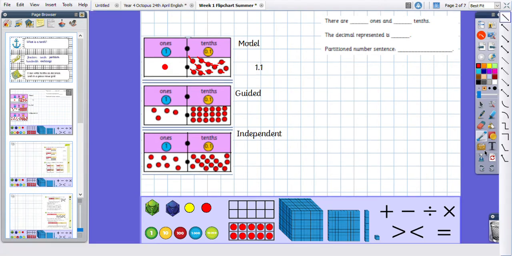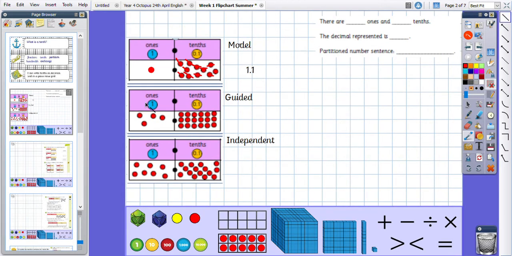Let's try another one. In this column we've got 4 ones and 1, 2, 3, 4, 5, 6, 12, 18 tenths. Now I can't have 18 tenths, so I'm going to cross out 10 again because 10 tenths make one whole. Let's count 1, 2, 3, 4, 5, 6, 7, 8, 9, 10, and I have 8 remaining. So I'm then going to replace my 10 tenths with one whole.